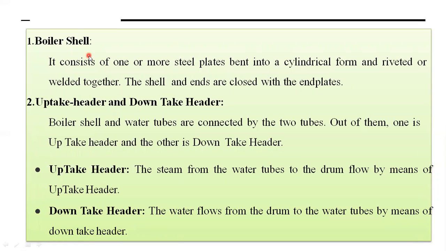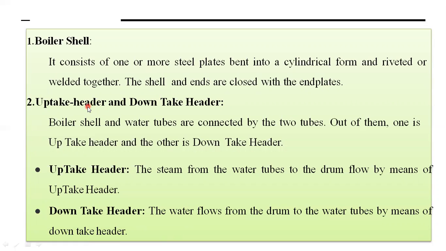First of all, the boiler shell. All of you know that the boiler shell consists of one or more steel plates that are bent into a cylindrical form and riveted or welded. The shell ends are closed with end plates.